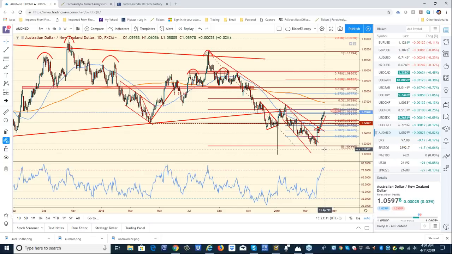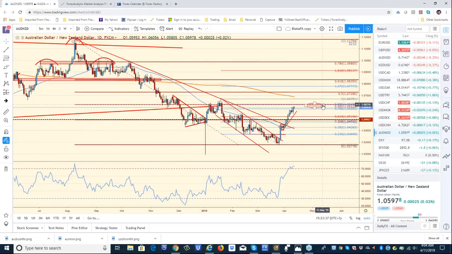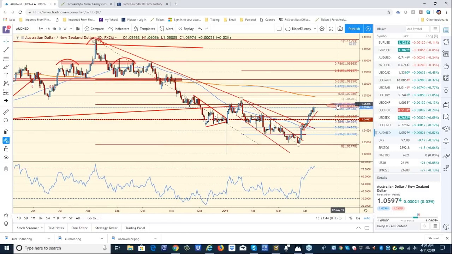The 106.20s is the longer term 38% retracement, and I think that might get hit first before we see some sort of dip. We might see 106.22 and then dip a little bit, but I'm just hoping that we get a dip.